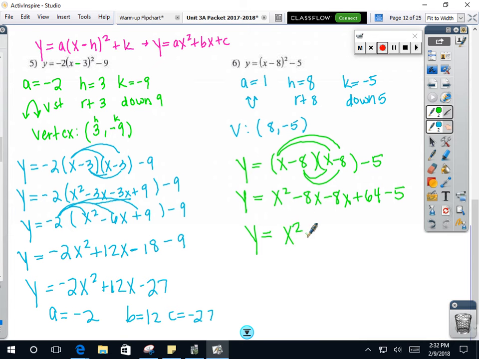You just combine like terms and get x squared minus 16x plus 59, which makes the A value 1, just like it was before. That does not change. Negative 16 and 59. Okay, turn to page 9. We're going to start the new stuff.